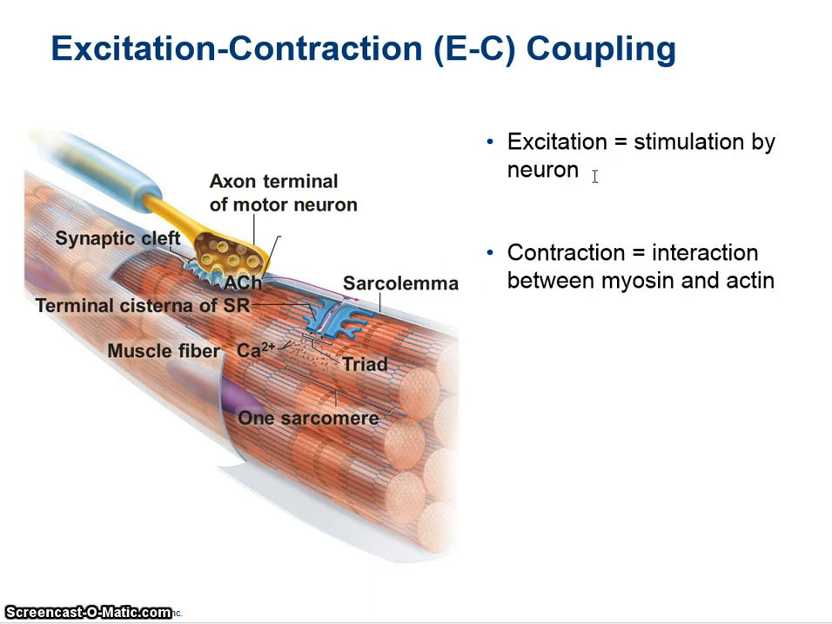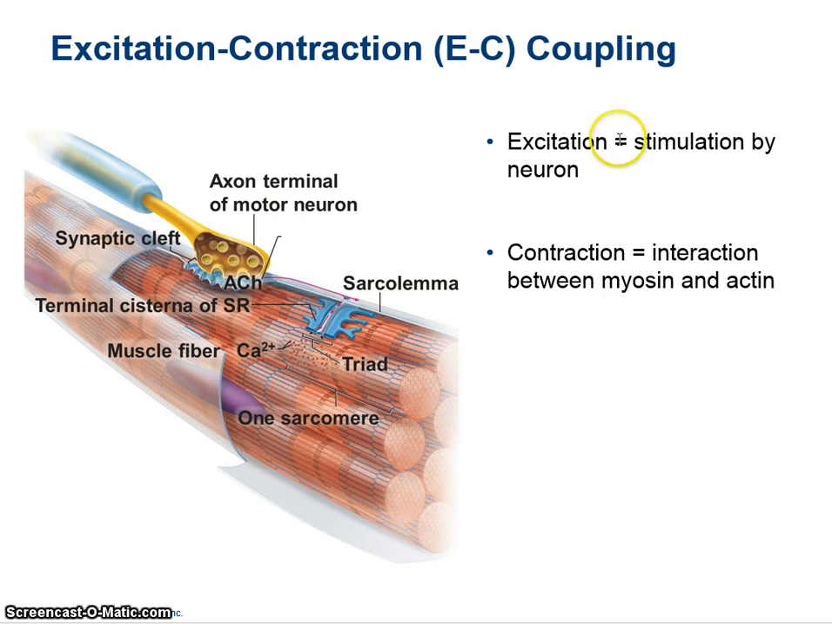Simply, excitation means stimulation by a motor neuron, and you are going to see that this stimulation causes an electrical event, or a change in the membrane potential. And then contraction is the physical interaction between myosin and actin. So you remember this is myosin grabbing onto actin and pulling.